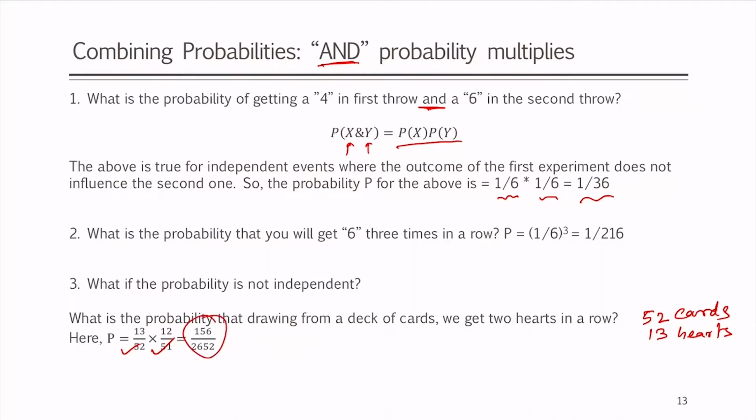So, here the probabilities are not independent. However, the multiplication came because we wanted an AND condition. So, as I said here, probabilities multiply, but both probabilities were not equal.